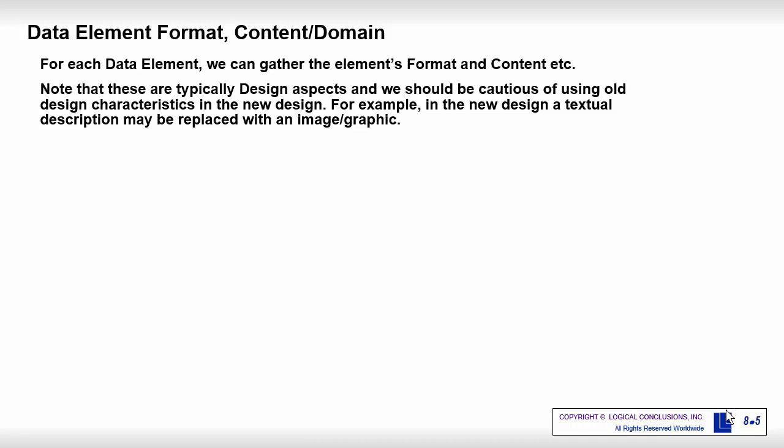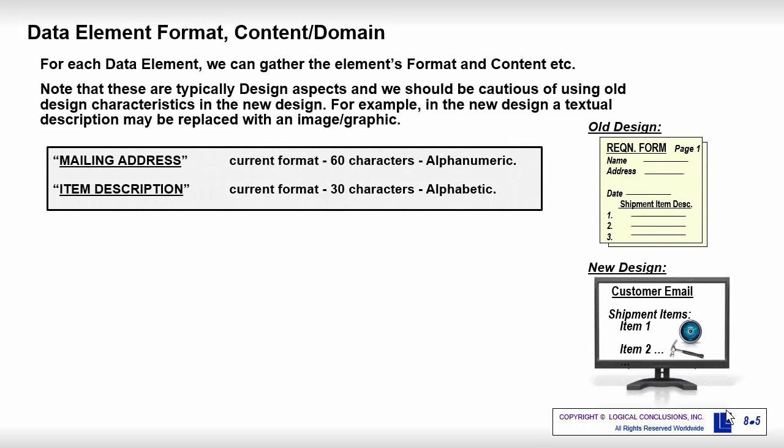For example, in the new design, a textual description may be replaced with an image or graphic. I've shown an example of an existing mailing address data element, a physical address, of a requisition, which may be replaced in the new design with an email address. Also, I've shown an item description data element of the existing requisition form, which may be replaced in the new design with an actual image of the part on a screen.